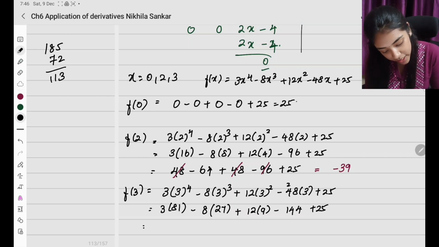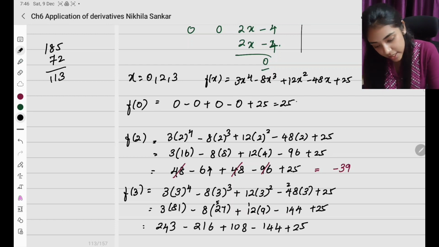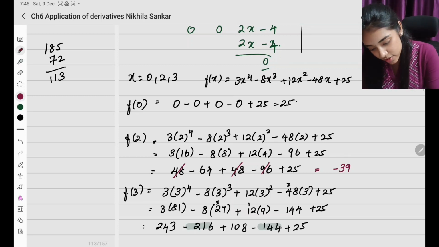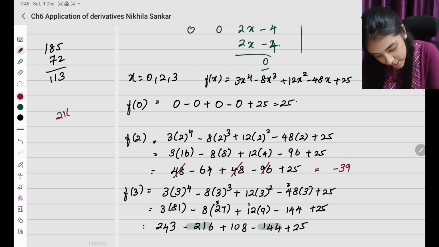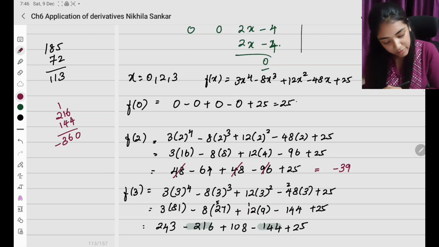Now what do I have? 81 into 3, so 243, minus 8 into 27, 7 8s are 56, 5, 8 2s are 16, 216, plus 108, minus 144, plus 25. Now let me add all the negative values and then add all the positive values. So what do I have? 216 and 144. If I add this, 10, 1, 4, 5, 6, 3. So 360. I have minus 360.